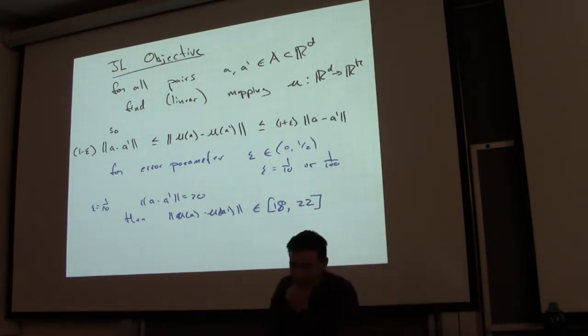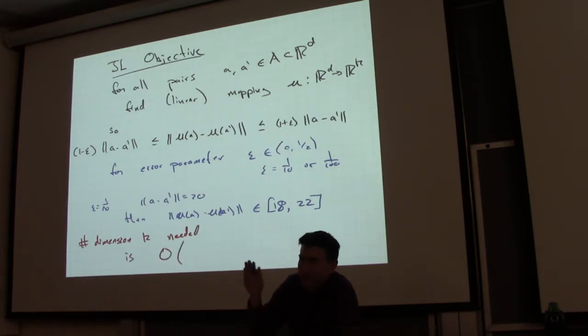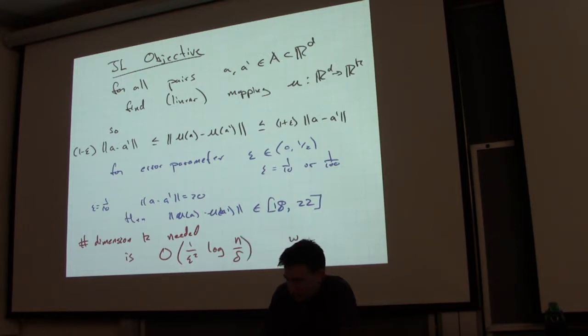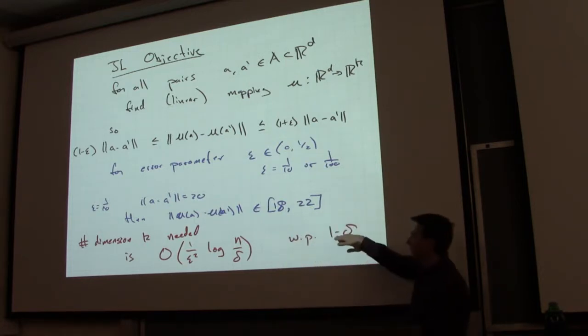And so the cool thing about this is that the size of k, the number of dimensions k needed, is going to be big O, with some constant factors which aren't too big. There may be 1 or 2 in here. 1 over epsilon squared times log of n over delta. So this holds with probability at least 1 minus delta. There's a delta probability of failure.